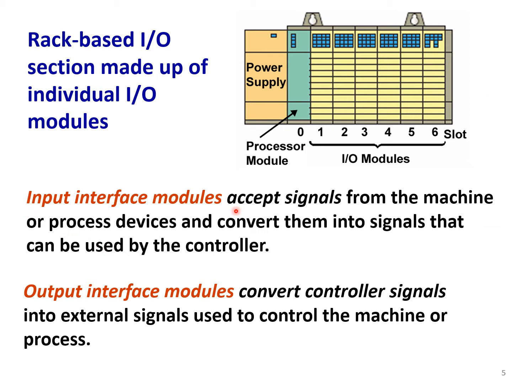Input interface modules accept signals from the machine or process devices and convert them into signals that can be used by the controller. So it accepts signals from devices and converts them to a proper signal for the PLC. Output interface modules convert controller signals into external signals used to control the machine or process.